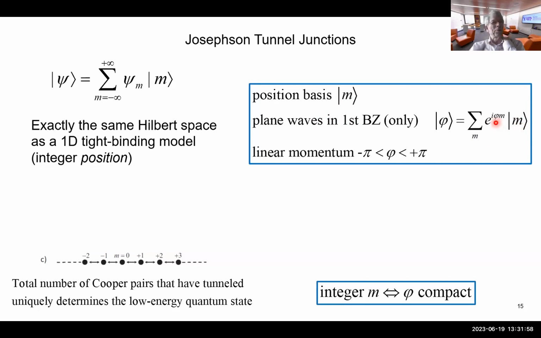If I'm going to choose the momentum, phi, just to be a dimensionless angle, phi. And obviously, if I add 2 pi to phi, this state doesn't change because m is an integer. And so I'm living only in the first Brillouin zone, just as I do in a single orbital tight binding model. And so the linear momentum lives between minus pi and pi in these units where the lattice constant is 1.